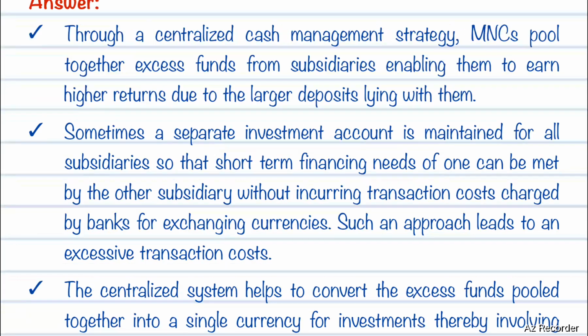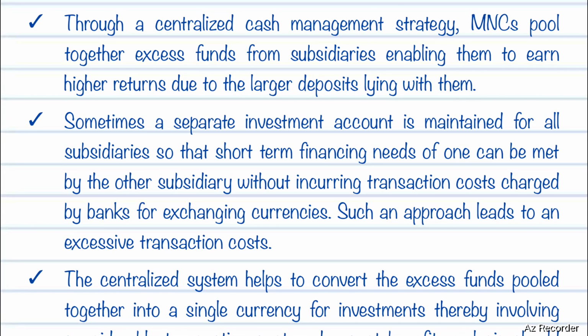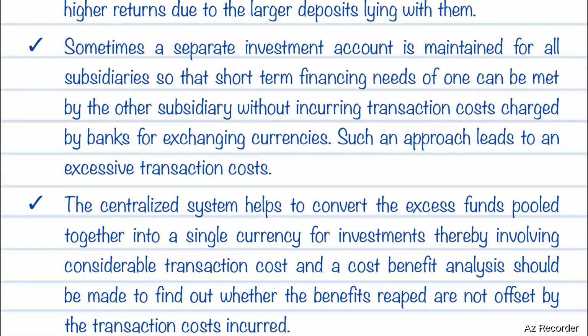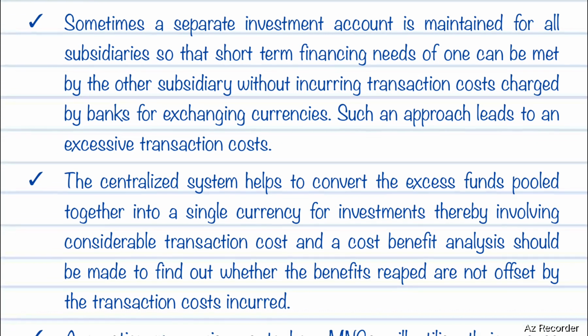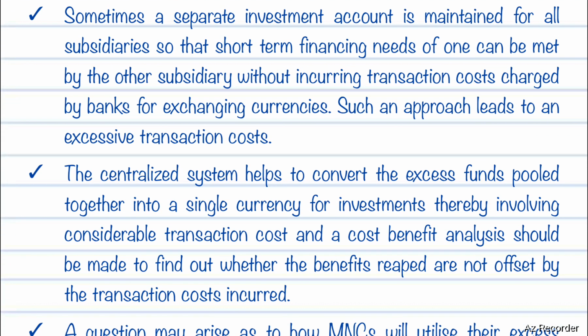Through centralized cash management strategies, MNCs pool together excess funds from subsidiaries, enabling them to earn high returns due to the larger deposits lying with them. Sometimes a separate investment account is maintained for all subsidiaries so that the short-term financing needs of one can be met by another subsidiary without incurring transaction cost charged by the banks for exchanging currencies. Such an approach leads to an excessive transaction cost.